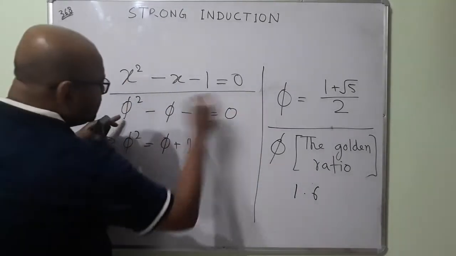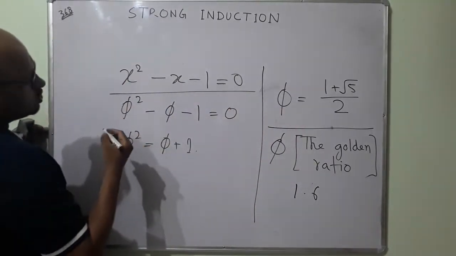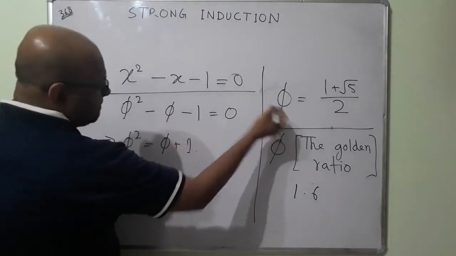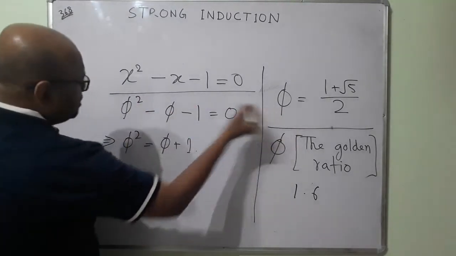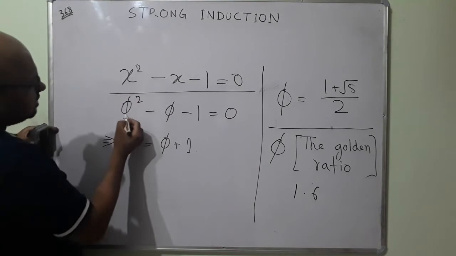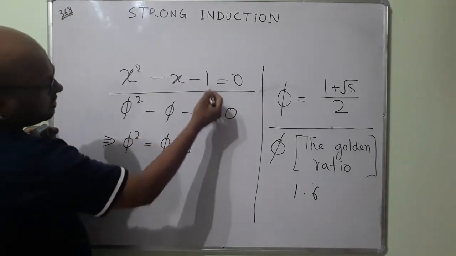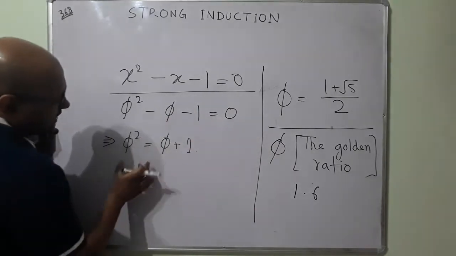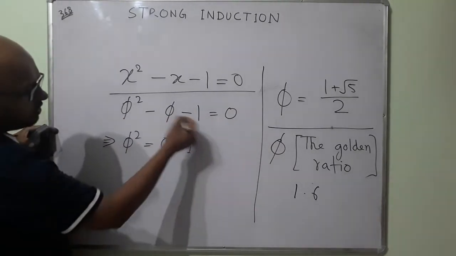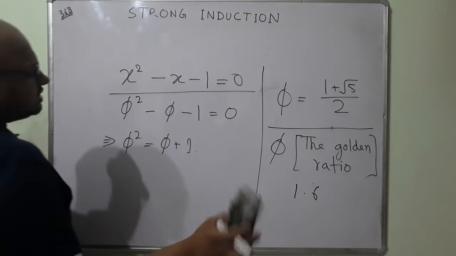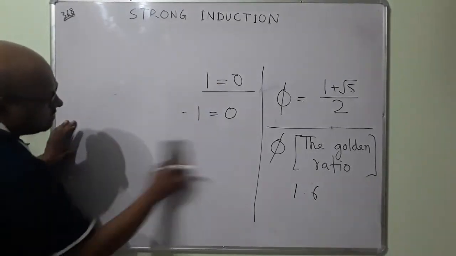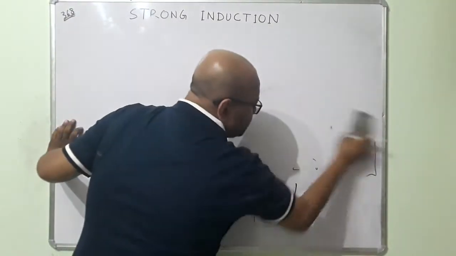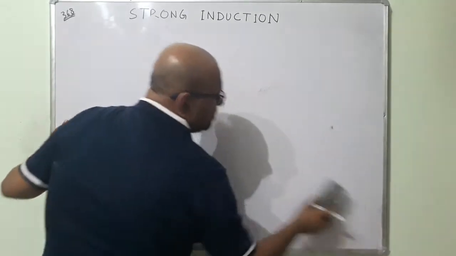So this is one of the roots of this quadratic equation, one of the solutions. So I know I can put phi in here. So phi square minus phi minus 1 is equal to 0. I have shifted these two to the right, so I know phi square is equal to phi plus 1. These are things that I know. Let me write down a few points that I know.